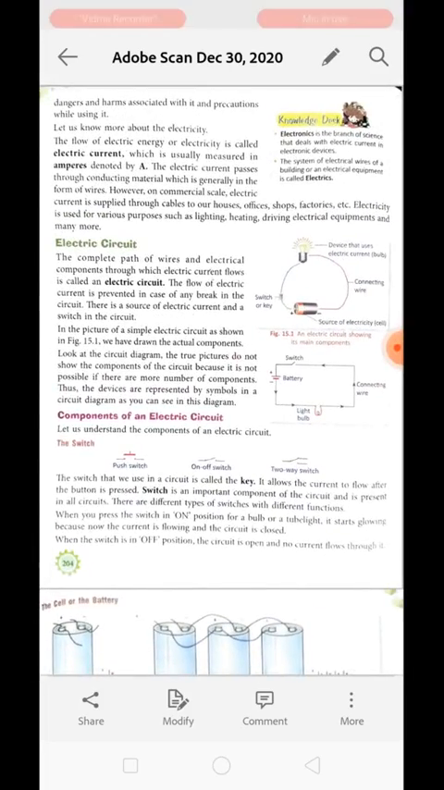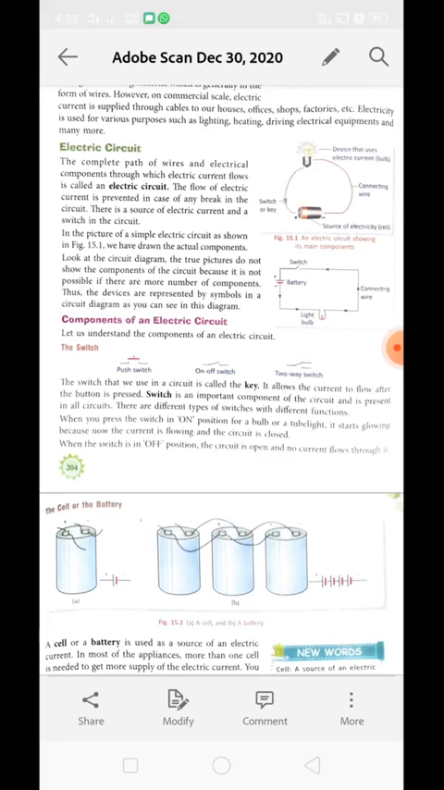The switch that we use in a circuit is called a key. It allows the current to flow after the button is pressed. Switch is an important component of a circuit and is present in all circuits because it gives us the power to let the current flow, or to stop the current flow in the circuit. So it is very, very important. There are different types of switches with different functions.